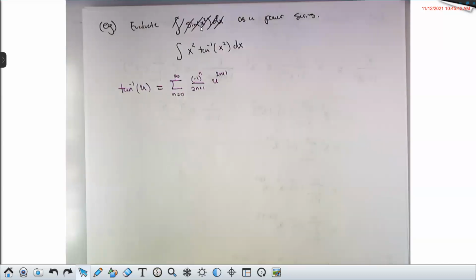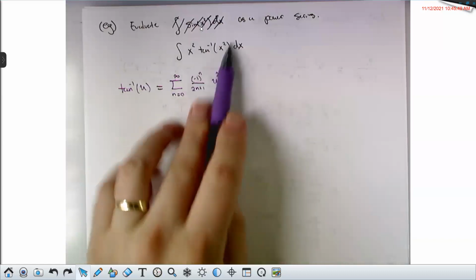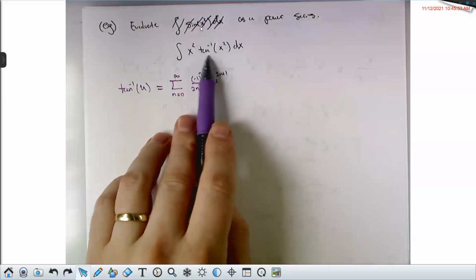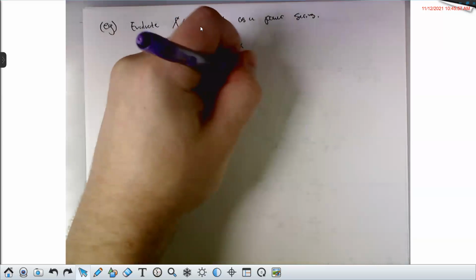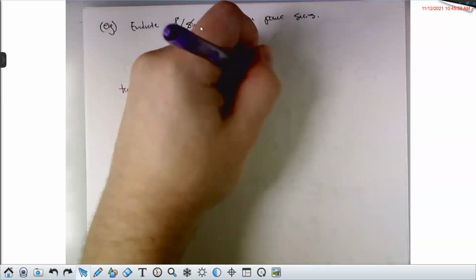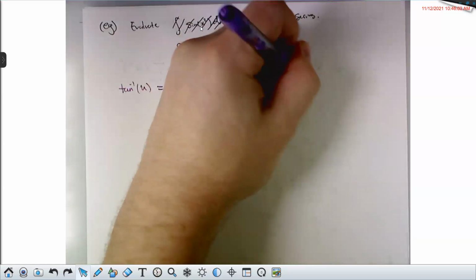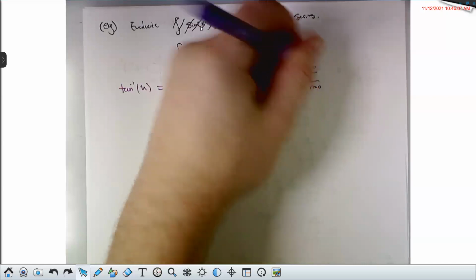I'm writing this in terms of the variable u because I want a series for the inverse tangent of x squared, right? I want a series for the whole thing inside this integral. And rather than starting fresh, I can start here. So this means if we just plug in x squared for u, I'll get a power series for the inverse tangent of x squared.